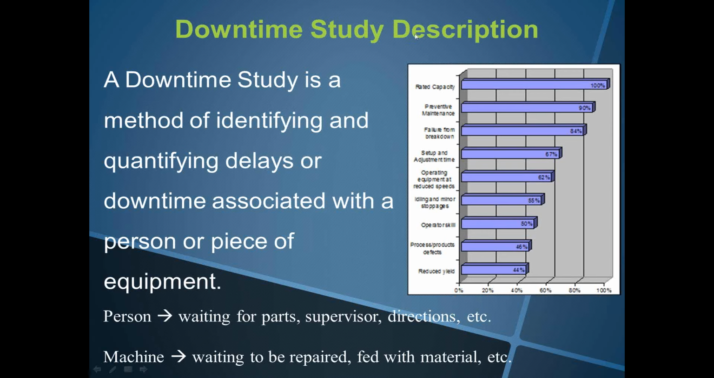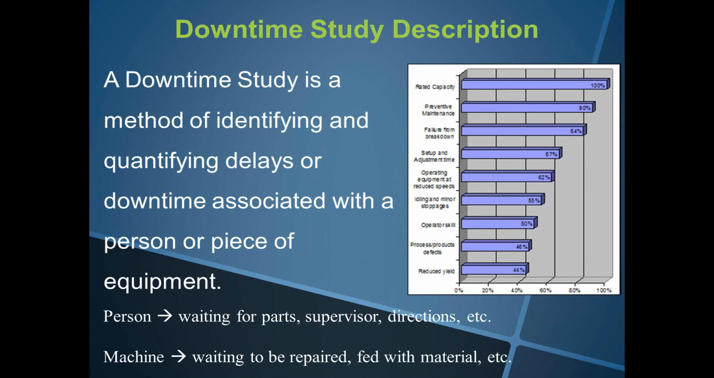And off here on the right, you can see a little picture. This is used for operational efficiency, where you might say if I have a rated capacity of 100%, we lose some of our capacity from the equipment from preventive maintenance. These are things that we're doing purposely. Maybe we shut the machine down for 10% of the time for maintenance. But we also lose something from failure, from breakdowns. That's another 6% we lost. We might lose from setup and adjustment time, so that might be another, in this example, 17%.